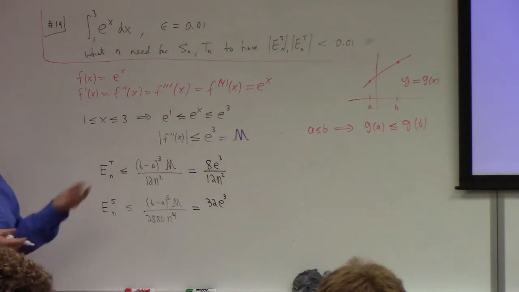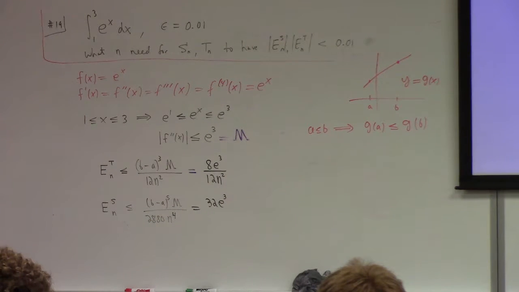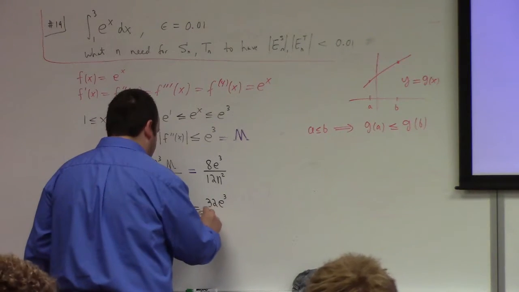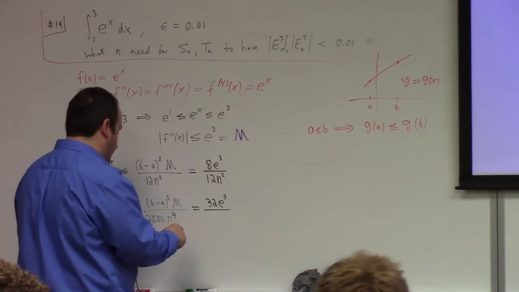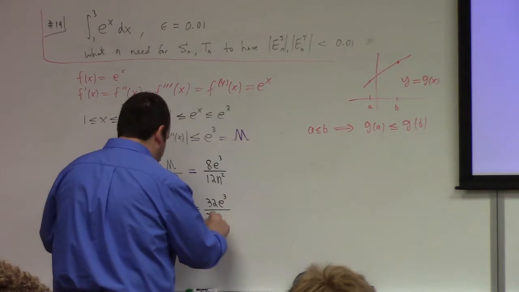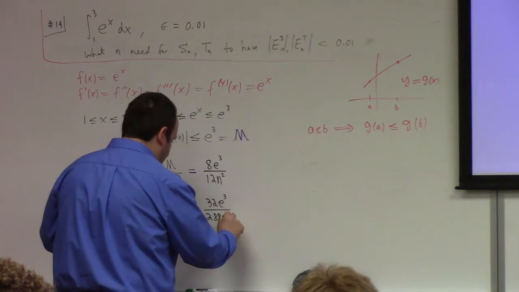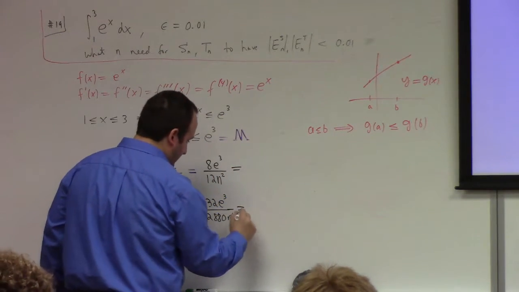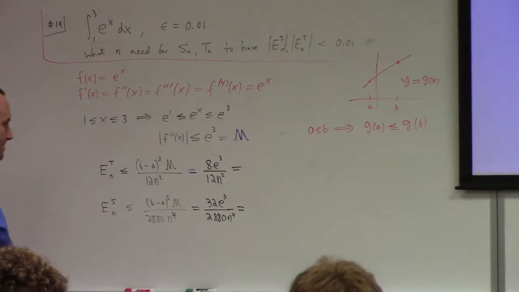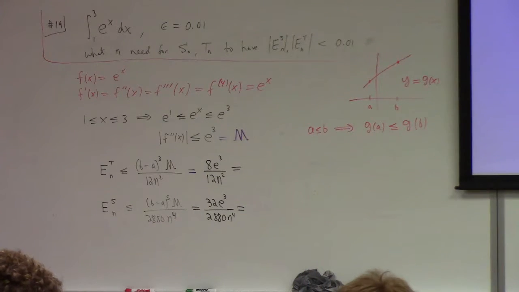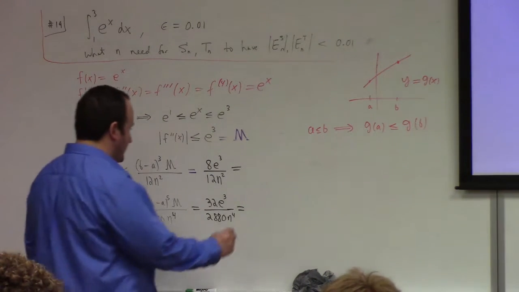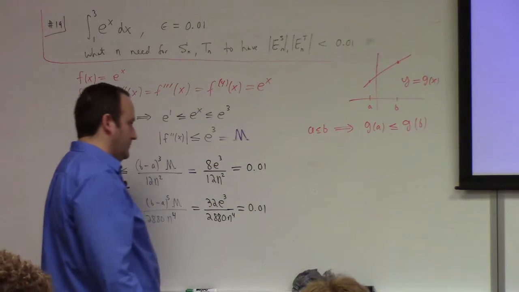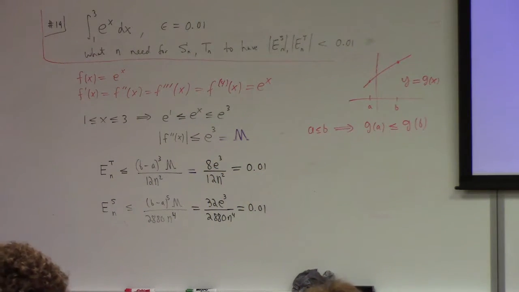Now it's a quirk of this example. We can use the same M for both of these. Usually they have to be different, right? Usually the second and the fourth derivative aren't the same function. This is a special case. So 2,880 n to the 4th, and then what do you want to do? Well, you want to basically put this equal to .01, right? That's our target. So can you solve those?